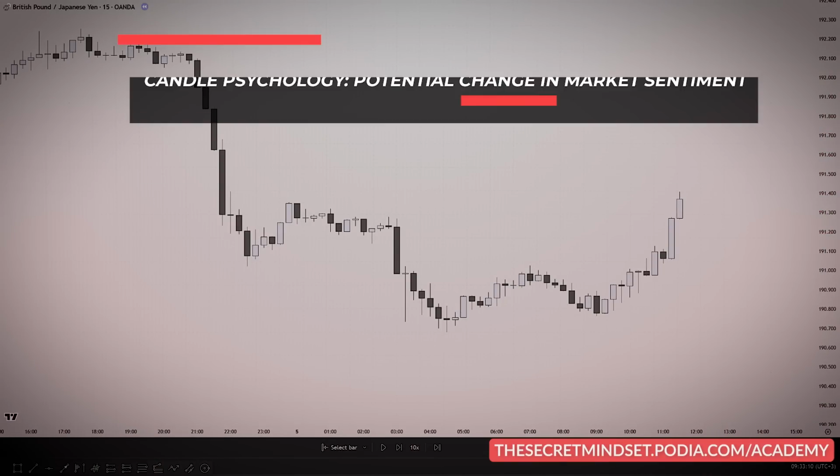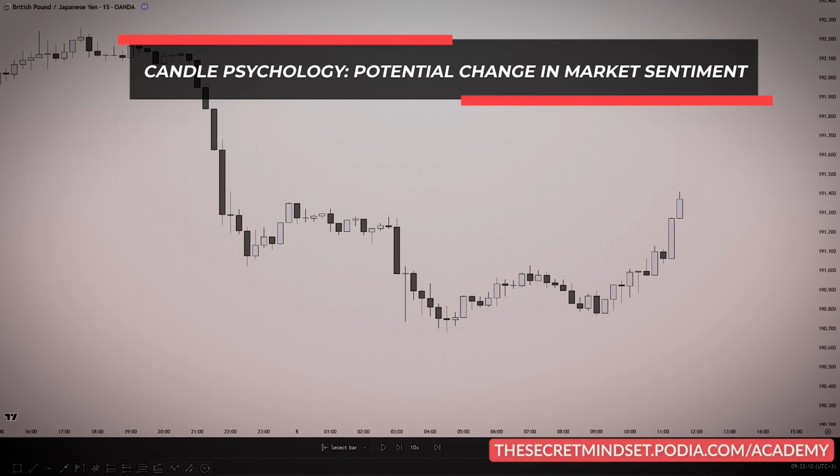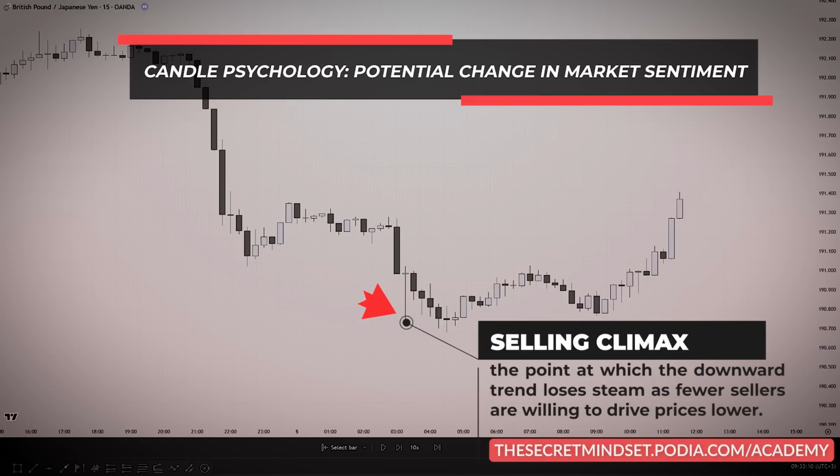Psychologically, these candles can signal a potential change in market sentiment. It's a visual representation of a selling climax, the point at which the downward trend loses steam as fewer sellers are willing to drive prices lower.